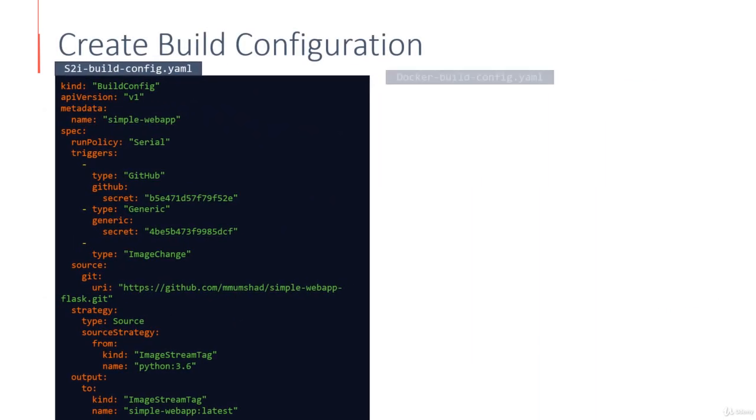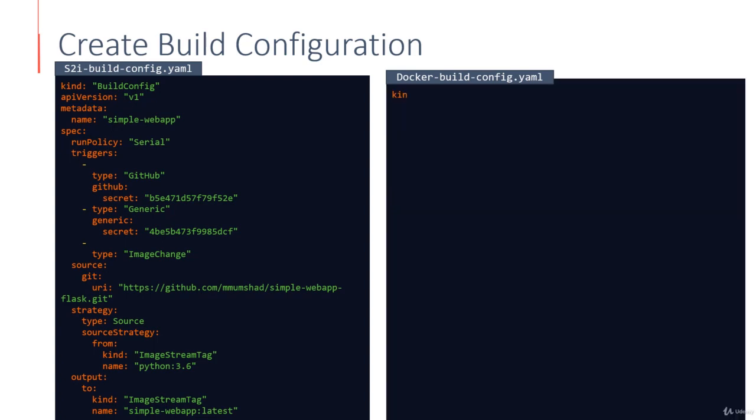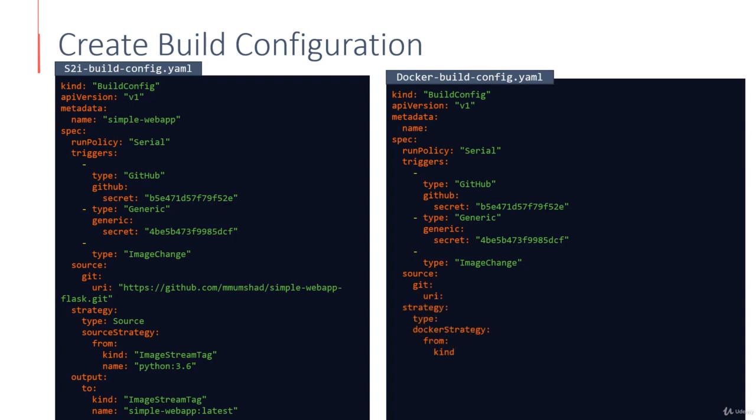We will now create a new build configuration using Docker build. For this, we will reuse the S2I YAML file and modify it to suit our needs. To start with, we will give the build configuration a new name, Simple Web App Docker, to differentiate this build from the existing one in the UI. Second, we will modify the source to use a new repository with the Dockerfile in it.